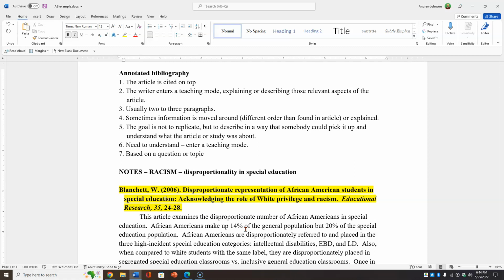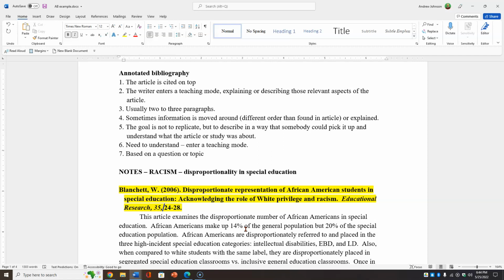When you do the bibliography, you are entering a teaching mode. You are explaining or describing the relevant aspects of the article. And it's important that we have your topic or your question up front. That guides everything you do. In this brief example, I was looking at disproportionality in special education. I'm going to show you just two of them, but they're usually 2 or 3 paragraphs.